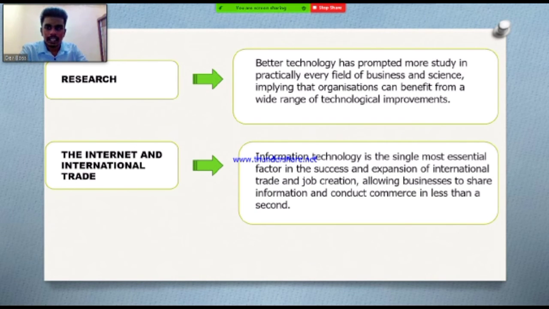Finally, the Internet and international trade. Information technology is the single most essential factor in the success and expansion of international trade and job creation, allowing businesses to share information and conduct commerce in less than a second.